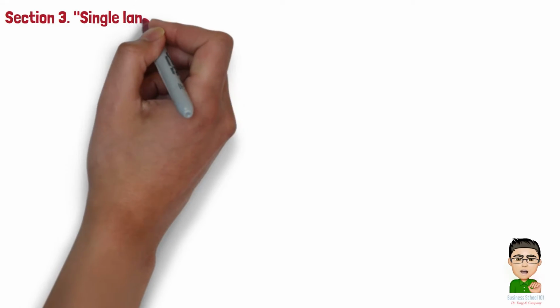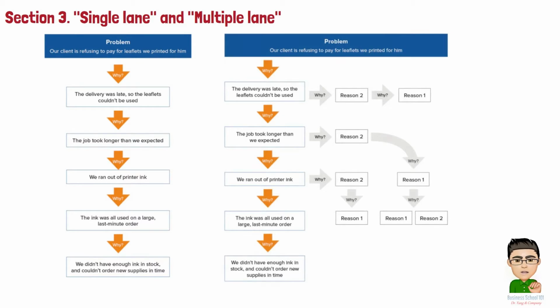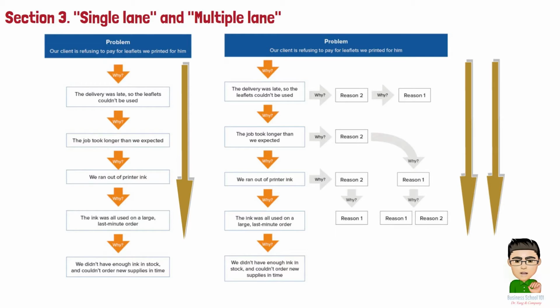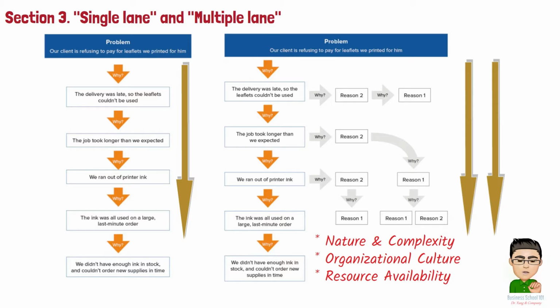Section 3. Single lane and multiple lane. Generally, there are 2 major approaches of analyzing process: single lane and multiple lane. In a single lane process, the analysis follows a linear approach with one primary investigator or a small team responsible for asking and answering the why questions. In contrast, a multi-lane process involves the collaboration of multiple individuals or teams from different functions or departments. It is particularly useful for addressing complex problems that require diverse perspectives and expertise. The choice between these approaches depends on factors such as the nature and complexity of the problem, organizational culture, and resource availability.